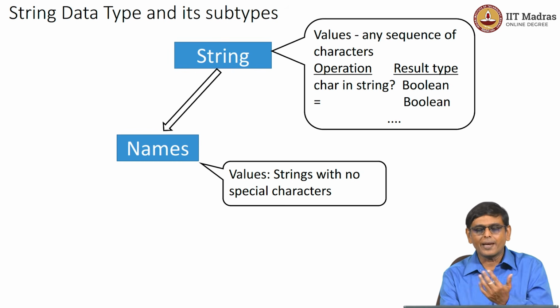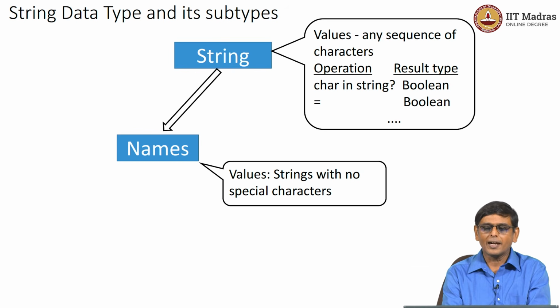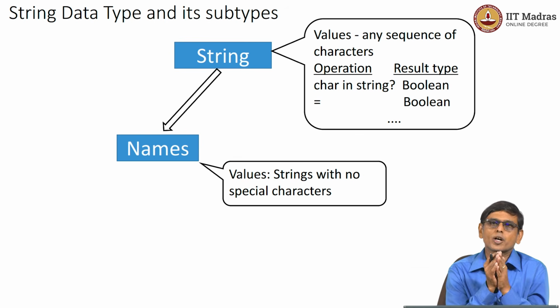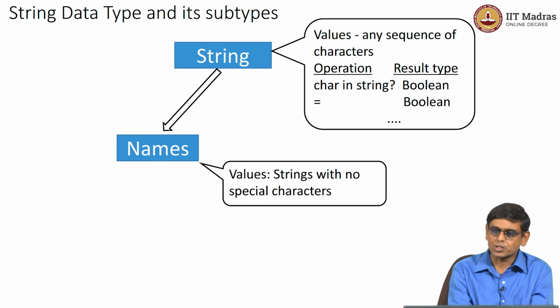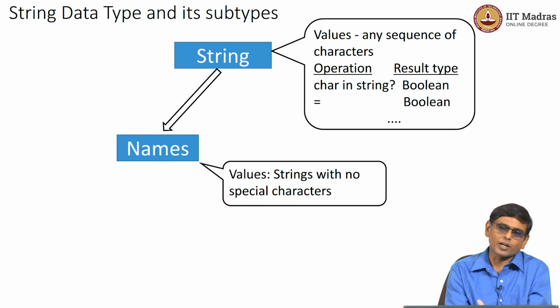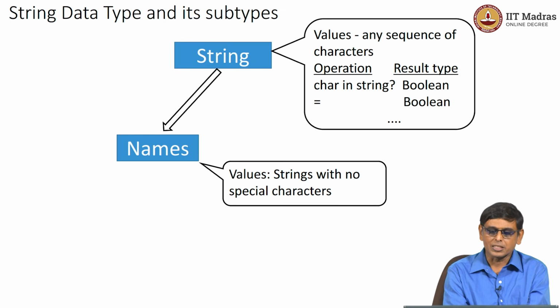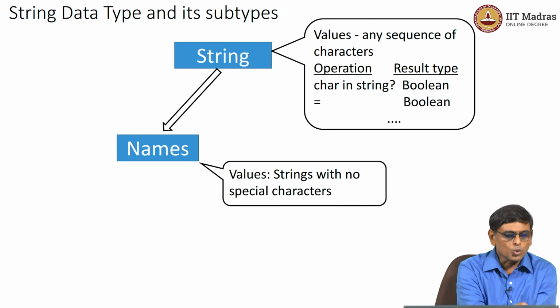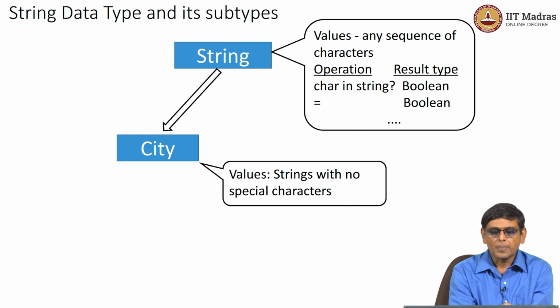But typically names do not have special characters and they would have either capital letters or small letters, and usually would not have numbers also, right. So we should have no special characters, no numerals, and only the alphabet. It could be capital or small because typically you start with the capital letter for a name and then follow it up with small letters. So you could put some constraints like that for names.